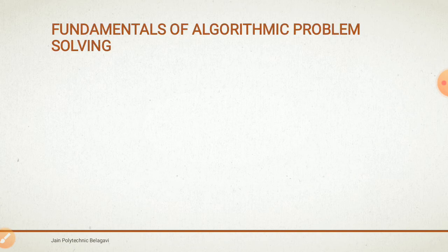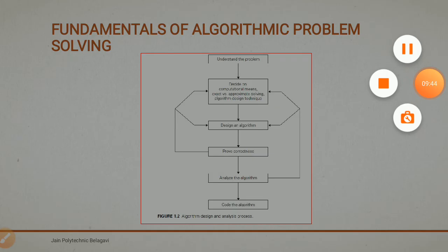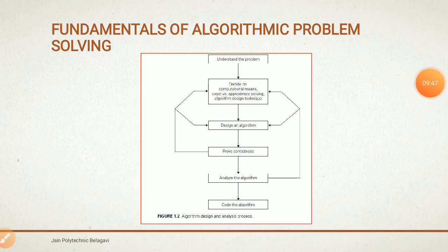And then we have the fundamentals of algorithmic problem solving. What are the fundamental things we should know before going ahead to solve a problem with the help of an algorithm? We should follow these steps, that is the algorithm design and analysis process, whenever we solve a particular problem with the help of an algorithm. The first step is to understand the problem.